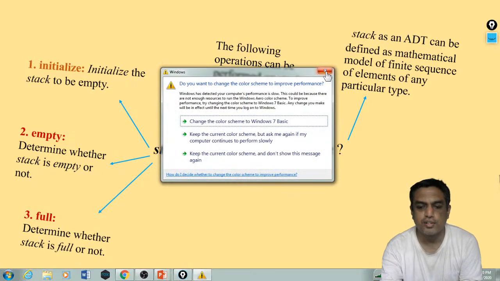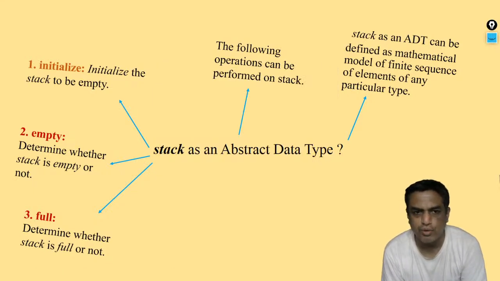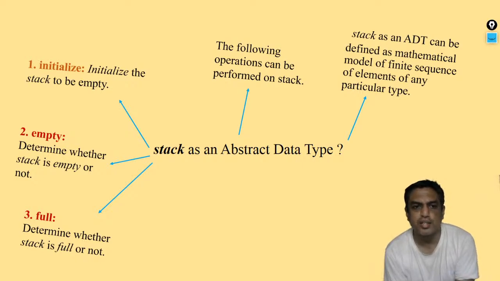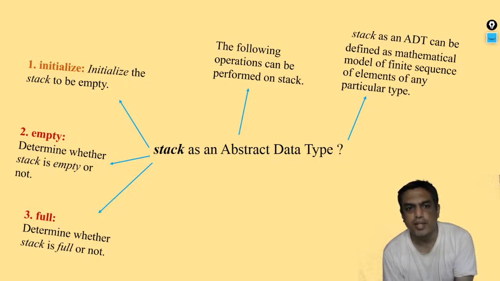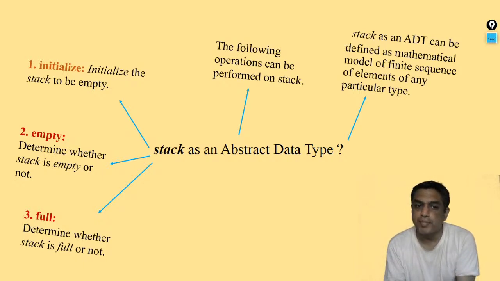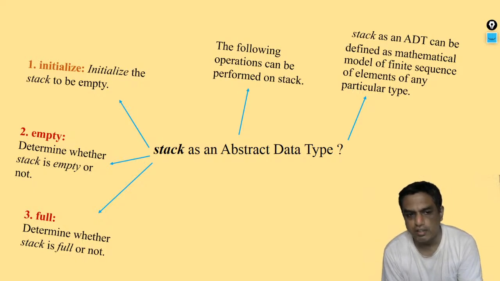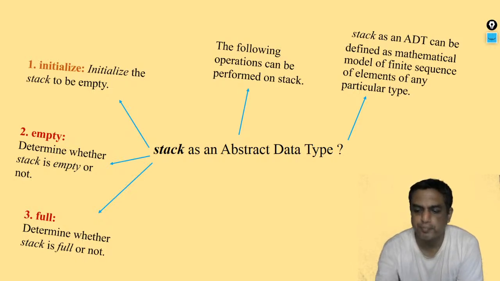Why are these operations required? Initialize is very easy to understand. Once you are creating a new data type, initially it will be empty, and in that empty data type you will store some data. Empty means you are just checking whether your stack is empty or not. Why it is required, we will see. Full means you are just checking whether your stack is full or not. Why it is required, we will see.